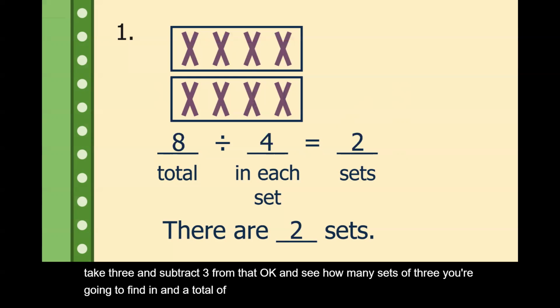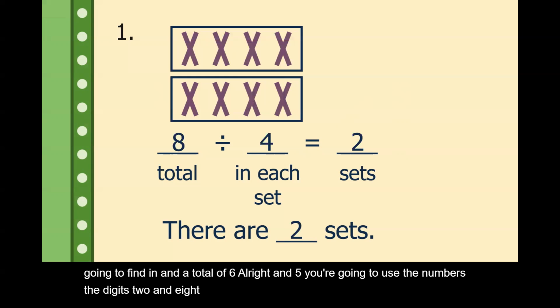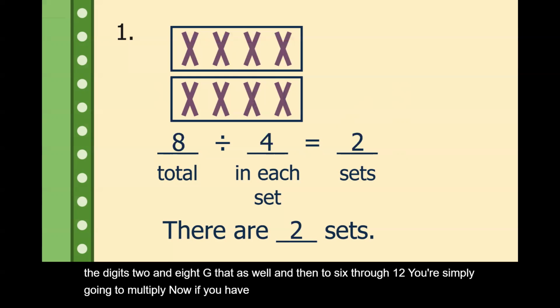All right. On number 5, you're going to use the numbers, the digits 2 and 8 to do that as well. And then 6 through 12, you're simply going to multiply. Now, if you have any questions whatsoever, please come to me and ask, and I'll be happy to help you.